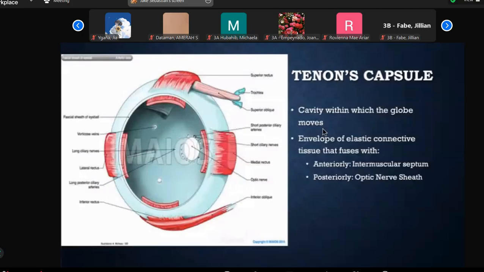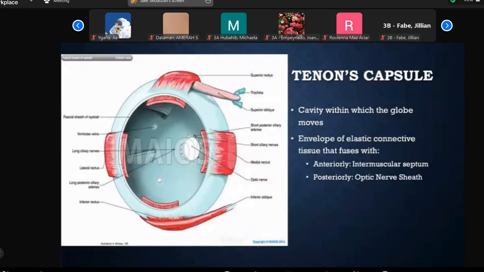So the Tenon's capsule, we're moving inwards now. The Tenon's capsule is also known as the fascia bulbi. So it's the soft tissue covering the entire eyeball, on top of the sclera. So the fascia bulbi, or the Tenon's capsule, is above the sclera but under the conjunctiva. So it's like a middle layer.